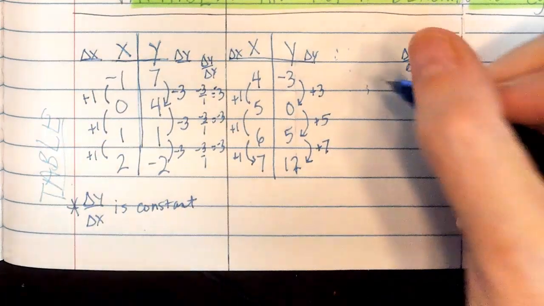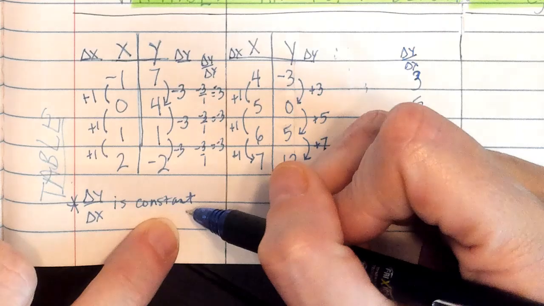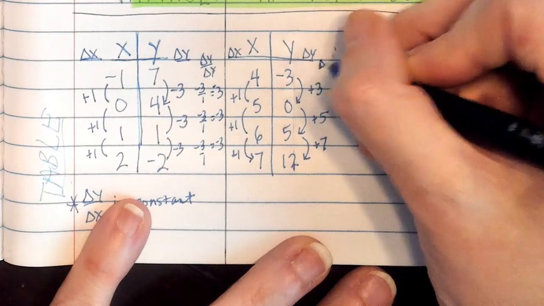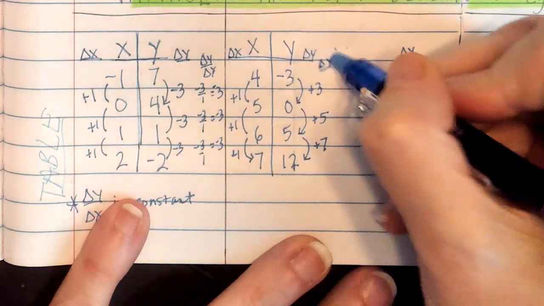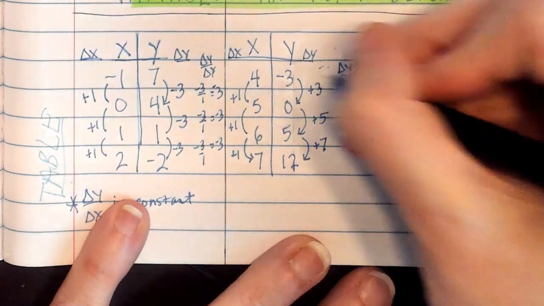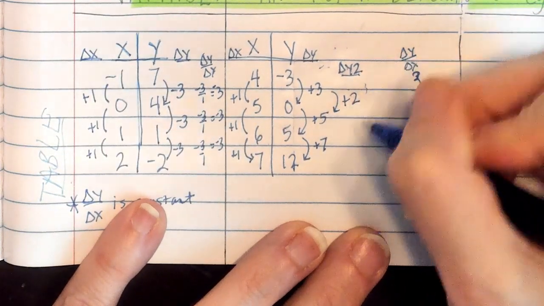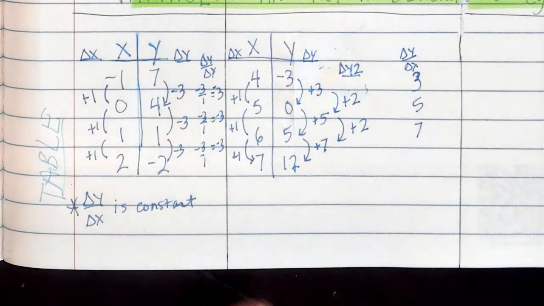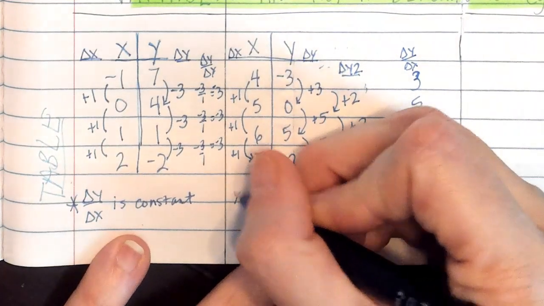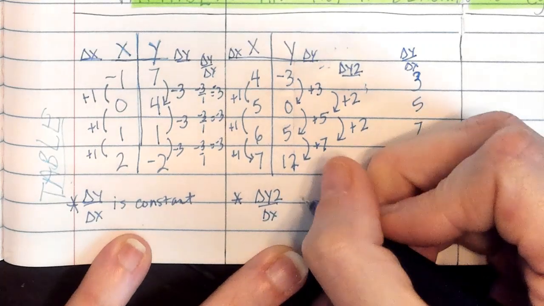So for quadratic functions, in order for us to find that constant rate, I've got to go again. So I can't use delta y over delta x. I can't go out once. I have to go out twice. So I'm going to make another column here called delta y2. Instead of going once, I'm going to go twice. 3 plus 2 is 5. 5 plus 2 is 7. Now I have a common delta y2 over delta x. So for quadratics, delta y2 over delta x is constant.